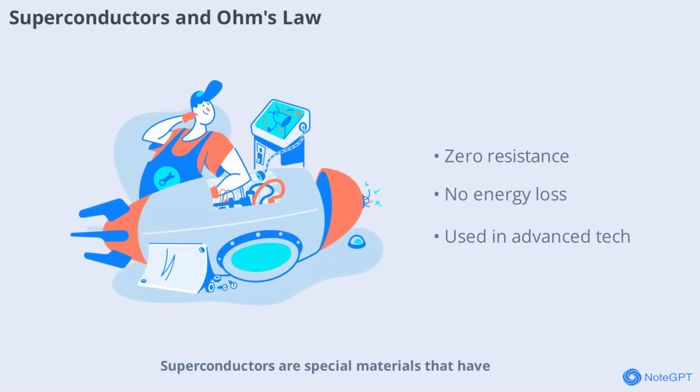Superconductors are special materials that have zero resistance at very low temperatures. When current flows through a superconductor, there's no energy loss, which is very different from normal conductors. Ohm's law doesn't apply in this case, but understanding the concept helps us appreciate the unique properties of superconductors and their potential for future technology.